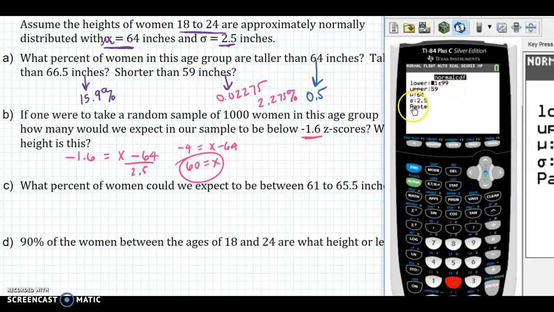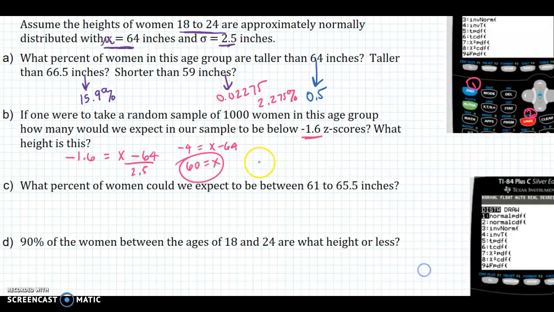Option 2. So how many do we expect to be below? So negative infinity, maxing out at 60. My mean and standard deviation stayed the same. I'm going to hit enter. And I get 0.05, or 5%. Which makes sense because it's slightly more than what we were when we were at 59 inches.